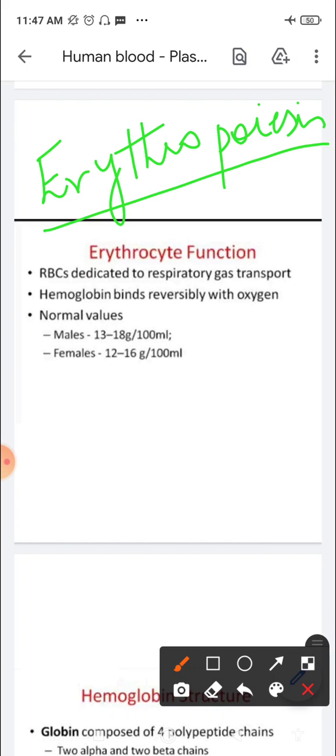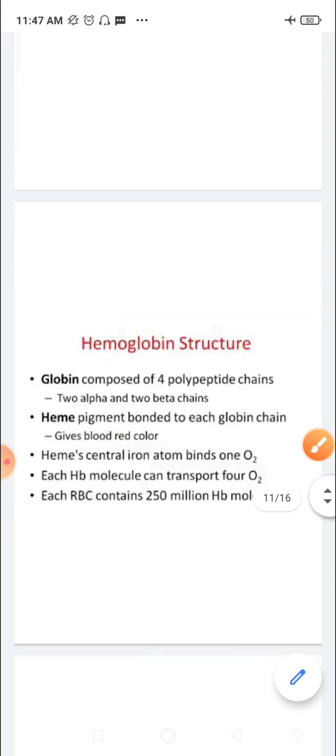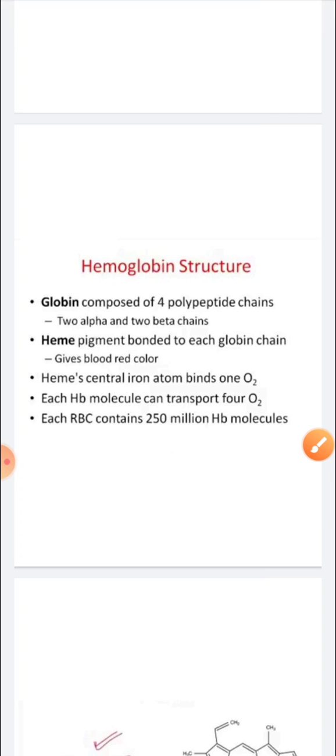So if we come to the function of the erythrocytes, the main function of the erythrocyte is that RBCs are dedicated to respiratory gas transport. Now what is the respiratory gas transport? Transport of oxygen and carbon dioxide, that is the respiratory gas transport. Hemoglobin binds reversibly with oxygen. Now if we look at the structure of the hemoglobin, right.